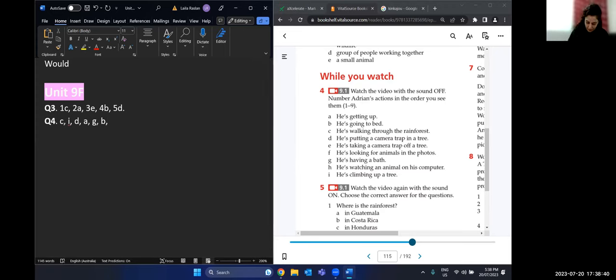And after, he's taking a camera trap off a tree. Yep. He's taking a camera trap, E. After E, that's number seven. Yeah, he's looking for animals in the photos. So F, number eight. And the last thing that we saw in the video, on his computer. Yep, H.